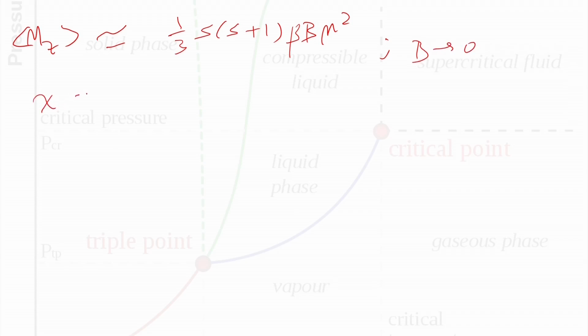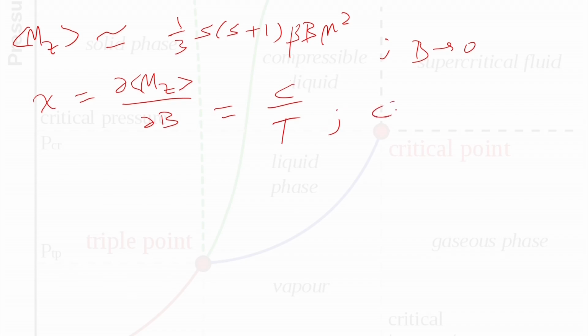So the linear susceptibility is basically defined as the magnetization for small magnetic fields, the rate of change of that with respect to B, so the slope. So M_z is going to be proportional to the magnetic field for small magnetic field, and the coefficient of proportionality is called the linear susceptibility. This comes out as C by T, where C is the Curie constant, which is 1/3 s(s+1) times mu squared. So that's one of the questions that was asked.